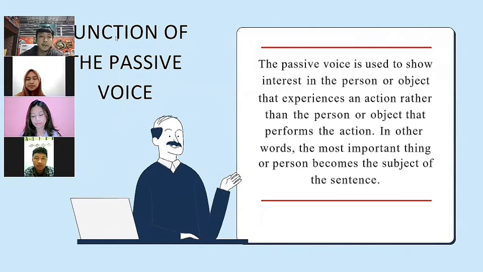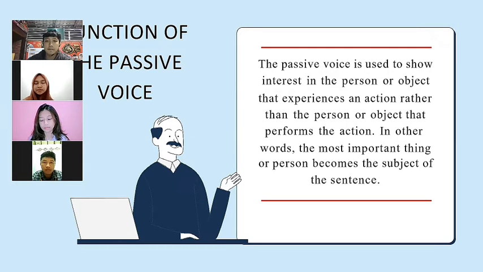Function of the passive voice. The passive voice is used to show interest in the person or object that experiences an action rather than the person or object that performs the action. In other words, the most important thing or person becomes the subject of the sentence.